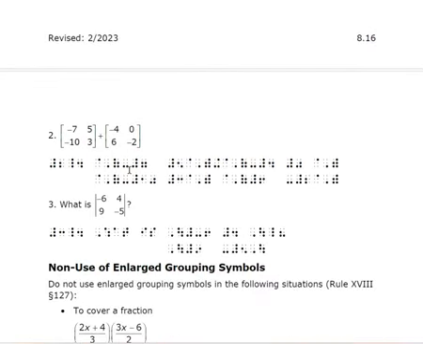Just be aware of that and line them up as indicated in print. Okay, so we have enlarged opening brackets. We have -7, then 5. We have underneath it -10 and 3. So we have the number signs for those all lined up. Closing the brackets, those are lined up.